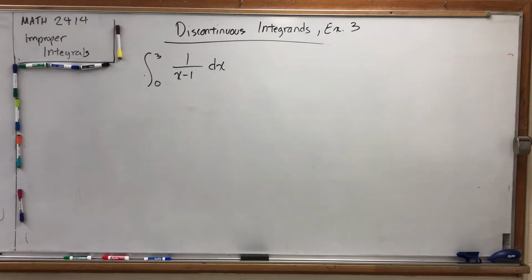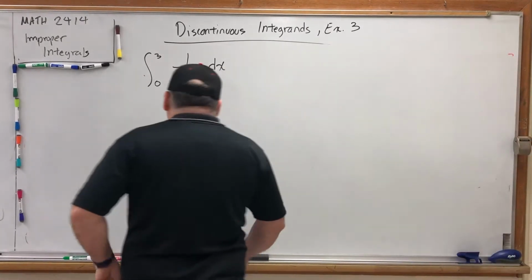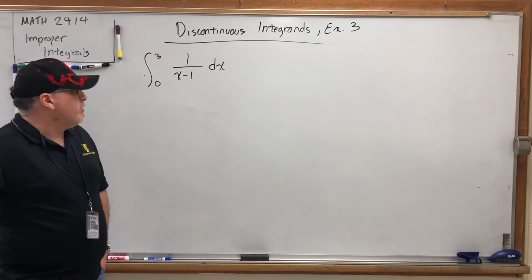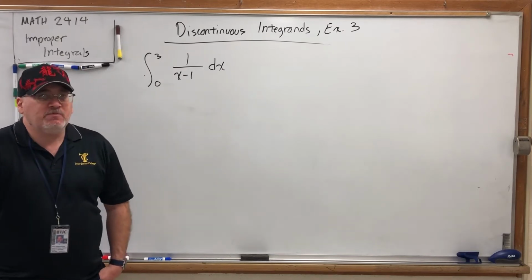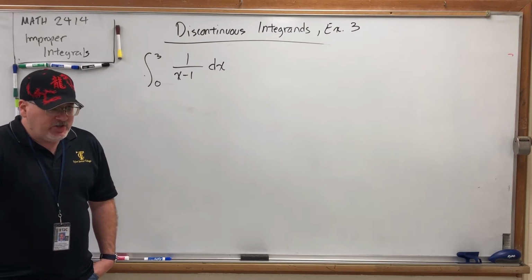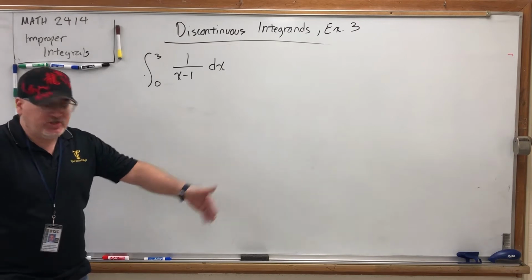Math 2414, Improper Integrals, Discontinuous Integrands, Example 3. This will be the last video in this series. Looks pretty harmless: the integral from 0 to 3 of 1 over x minus 1 dx. Now, this is an improper integral because the integrand has a discontinuity and we're integrating right across it.